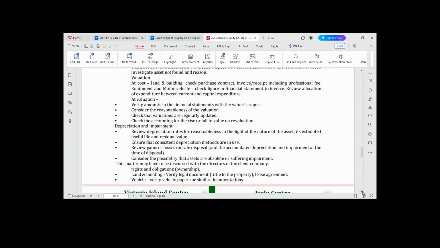Then the auditor will also review gain or loss on disposal. There are times where they sell off assets, they dispose assets. The auditor wants to calculate and be sure that the value they have recognized as gain or loss on disposal is correct. Then there are times also you have obsolete assets. You need to test those assets. By the time you do the valuation, you test whether those assets are still obsolete or they have been impaired.